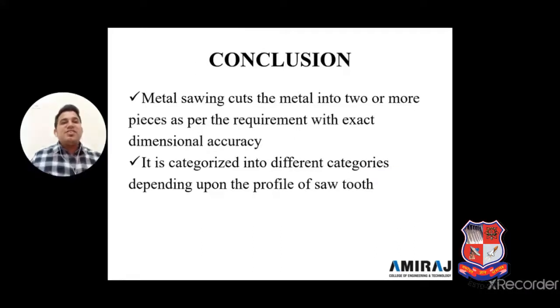So what is the conclusion of the sawing machine? Metal sawing cuts the metal into two or more pieces as per the requirement with exact dimensional accuracy. So in each and every piping industry we have to use any one of these sawing machines. It is categorized into different categories depending upon the profile of the saw teeth. So it depends on the profile, and we learned that already. Today we learned the different configurations of the machine also.